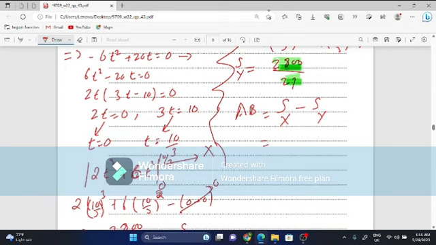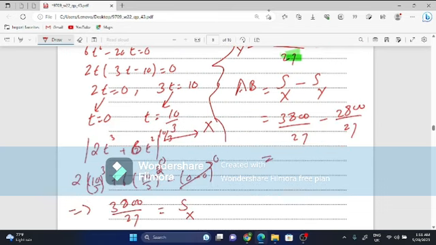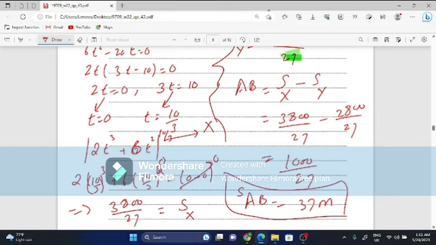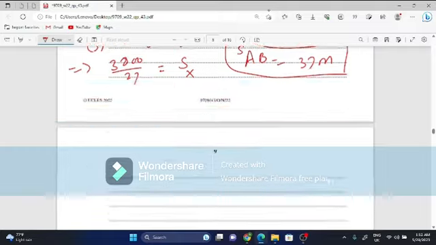So plug its values over here, and that gives you 3800 divided by 27 minus 2800 divided by 27. Taking the LCM and doing simplification, that gives you 1000 divided by 27, and further that gives you 37 meters. So the distance AB, you can say SAB, is 37 meters. That's all about that.